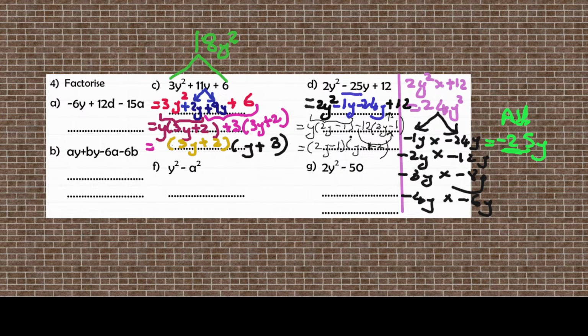All right, question F is quite easy. What you see is a difference of two squares. So whenever you get to factorize a difference of two squares, you're going to put two brackets, and in one you write a plus, that's y plus a, and in the other you write a subtraction, y minus a.